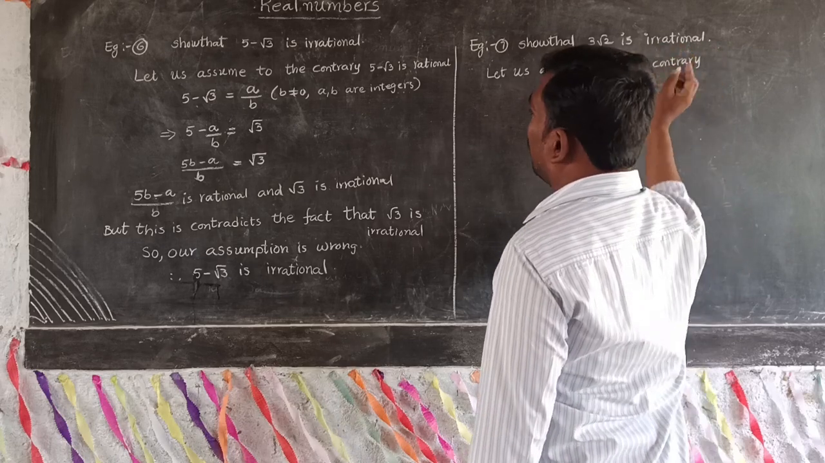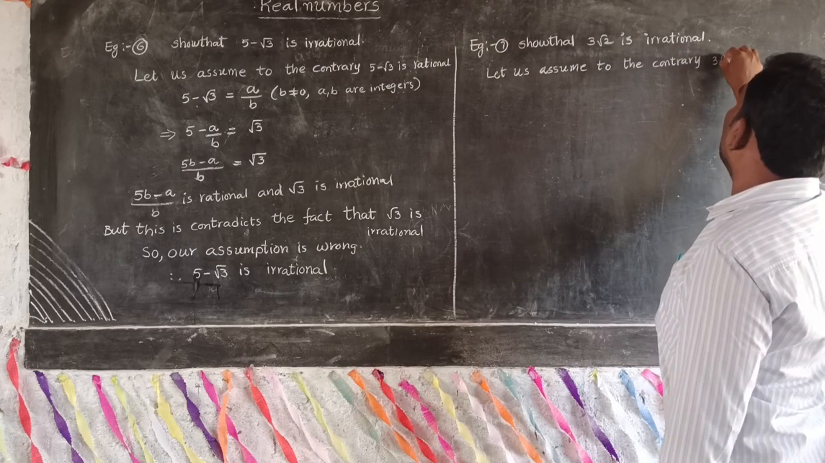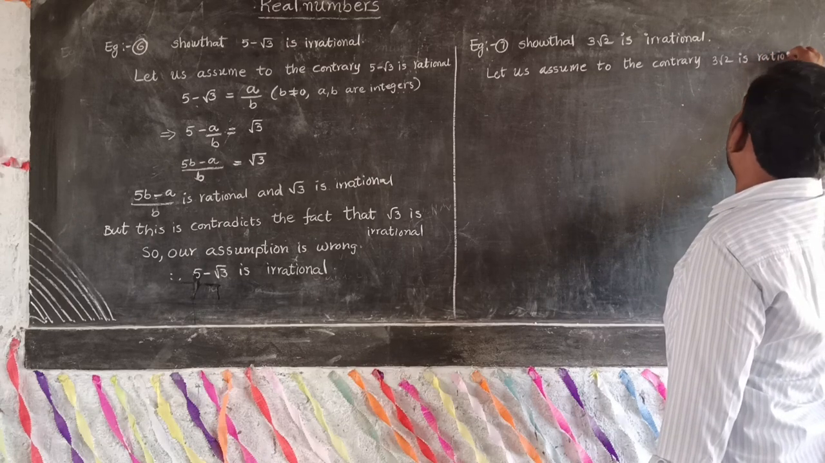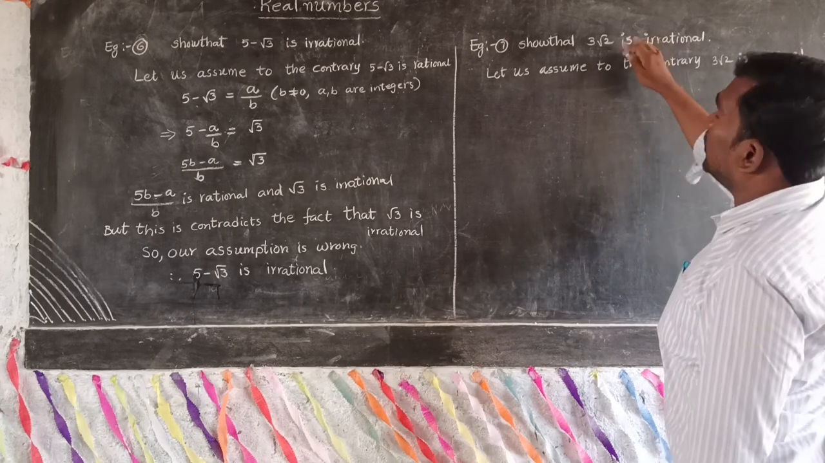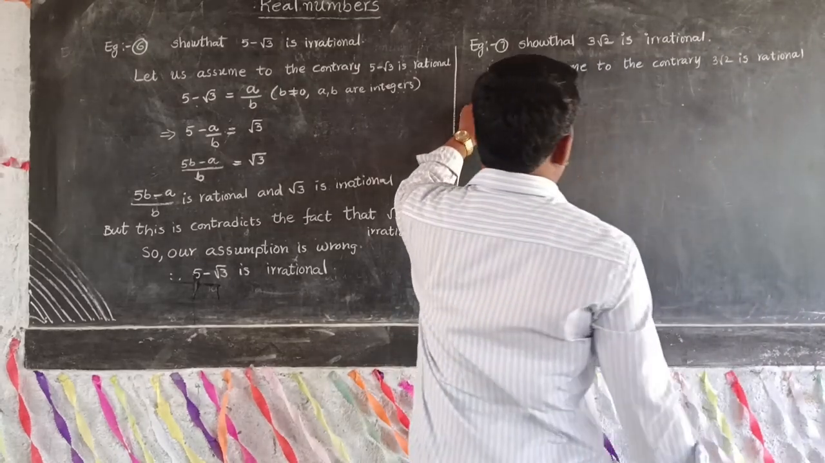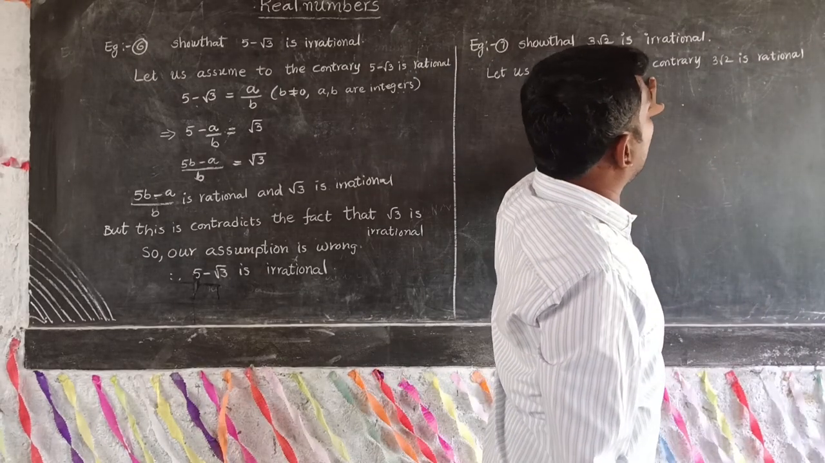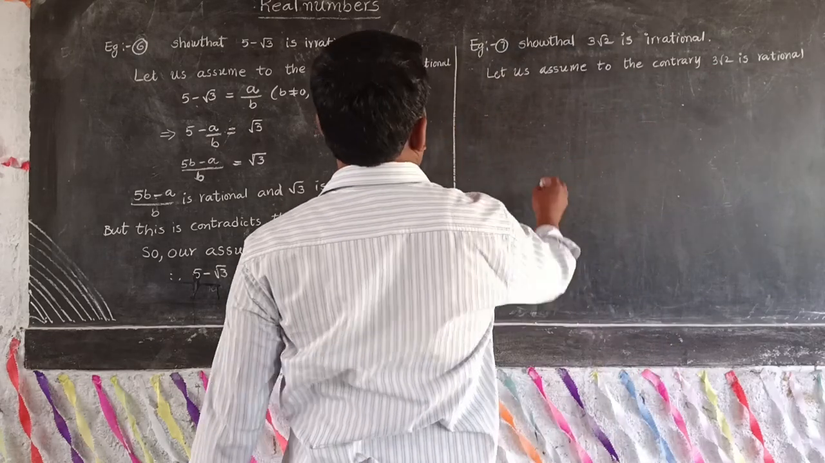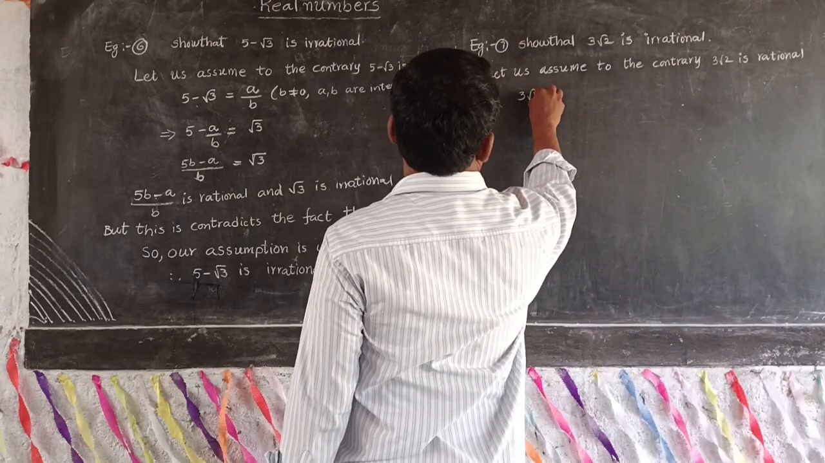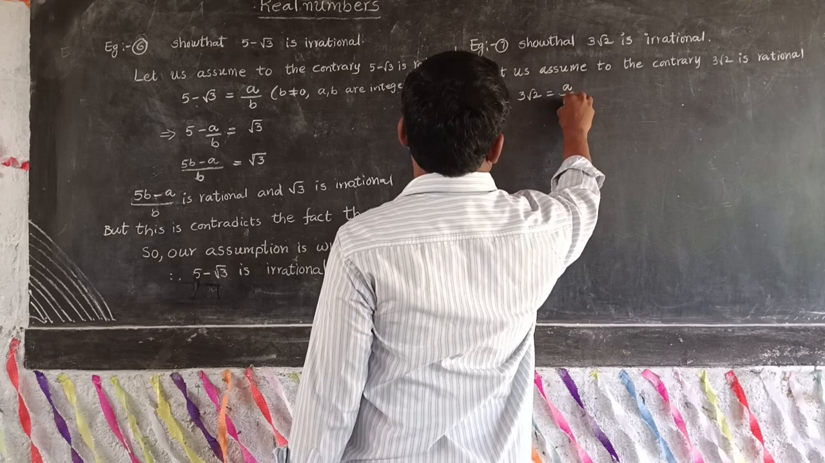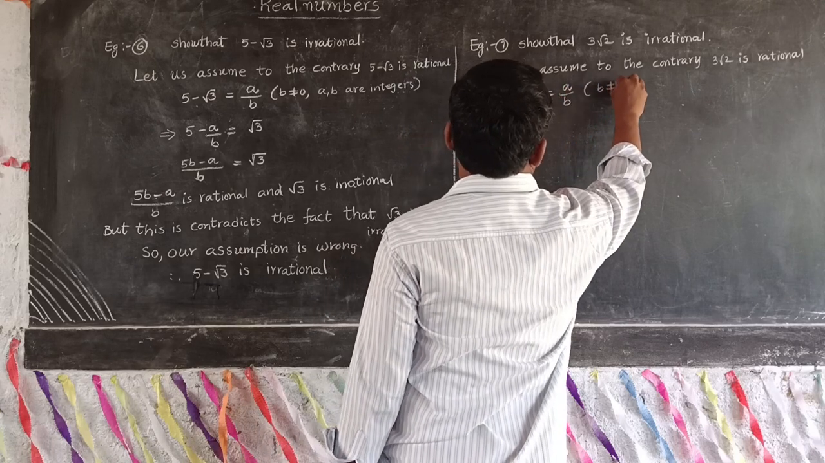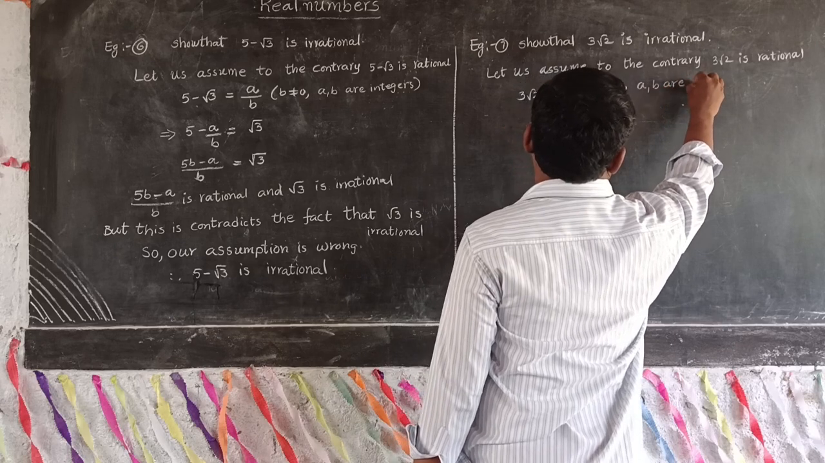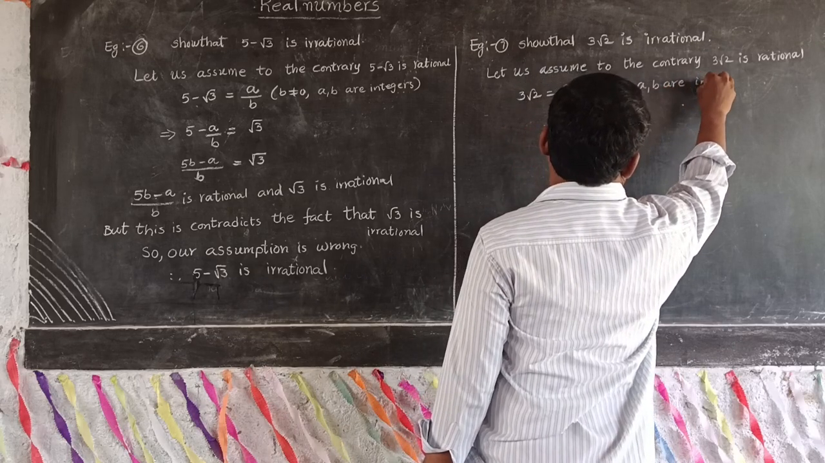We assume the contrary, that 3 root 2 is rational, but we have to prove that 3 root 2 is irrational, so our assumption is contrary to the proof. 3 root 2 is rational, that means 3 root 2 equals a by b, b is not equal to 0, a and b are integers and co-primes.